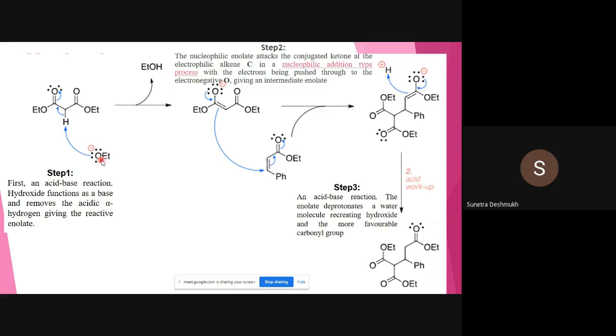So this is nothing but an acid-base reaction. The acid-base reaction occurs over here, and after the acid-base reaction we generate this enolate form. The carbanion is then transformed into the enolate form. Now once we have the enolate, we can add.